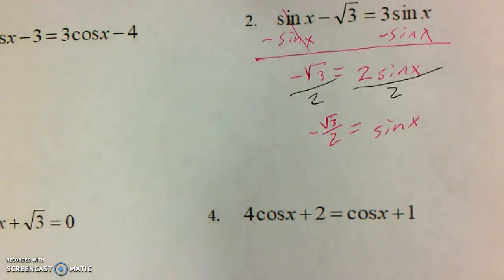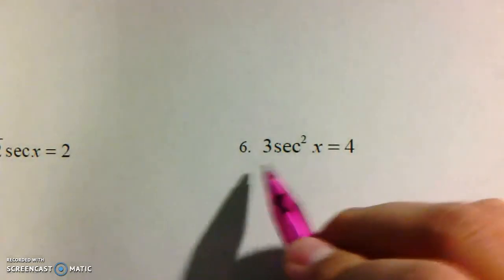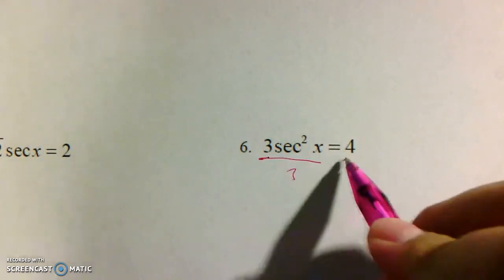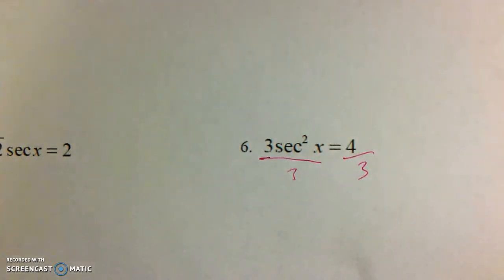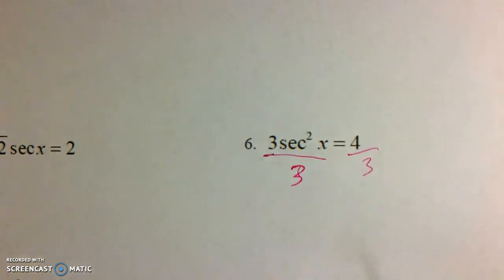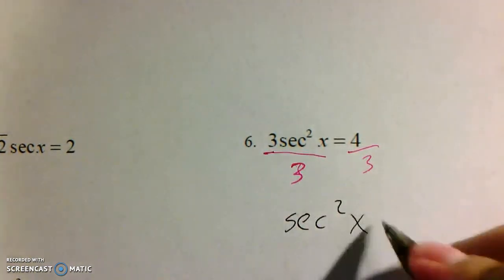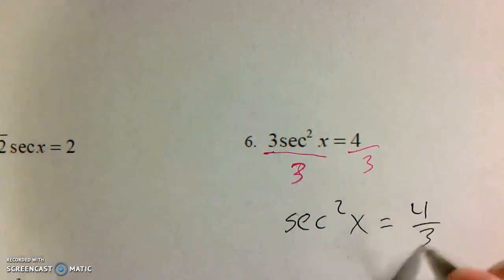Sorry about that. We have other ones like number 6, where I got the secant by itself. Okay, so I've got secant by itself. I'm going to divide by 3 to get rid of that coefficient. That looks confusing. That does not look like a 3. So then I get secant squared x equals 4 over 3.